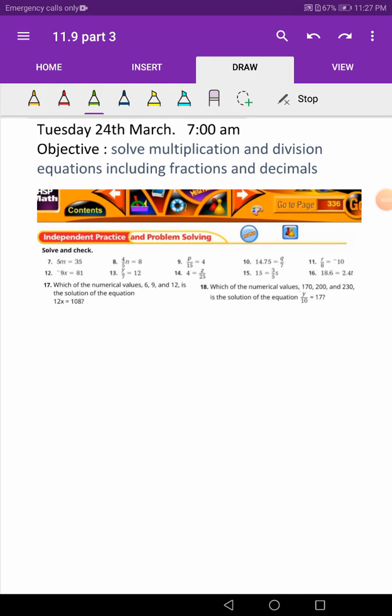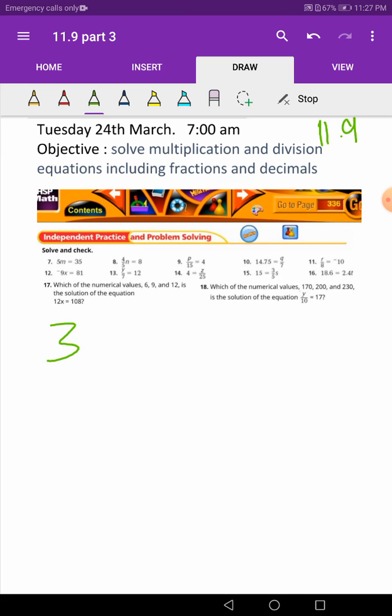Hello everyone. Today, inshallah, we will proceed with our lesson 11.9, which is about solving multiplication and division equations. But today we will focus more on fractions and decimals. In the beginning, let's just review.